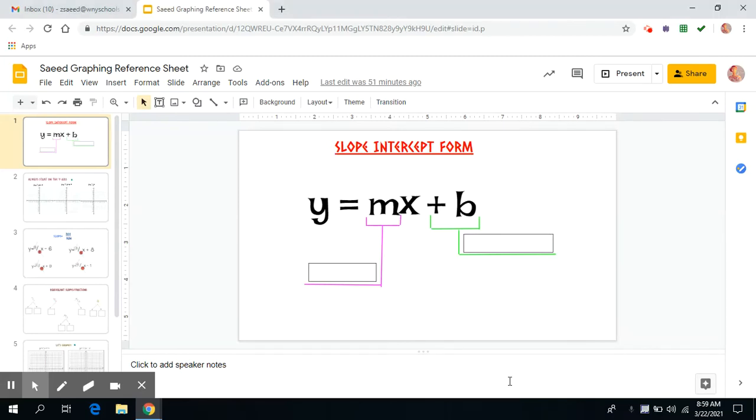Okay, guys, I want to go over slope-intercept form, just graphing, reference sheet in general, because we have a lot of graphing coming up in the next chapter. A lot of you guys are really good at this, but just in case we need a refresher, I want to go over this.